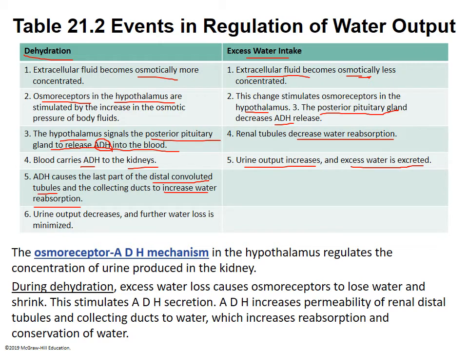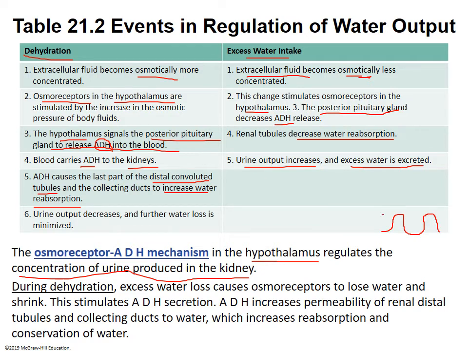So if you're out drinking and you're drinking beer and you're drinking a lot of it, you're going to have to go to the bathroom a lot because your body's going to recognize that there's too much fluid. And if you don't, it is going to be a really big problem. The osmoreceptor ADH mechanism is in the hypothalamus. It regulates the concentration of urine produced by the kidneys. So ADH levels are constantly going to rise and lower, rise and lower.